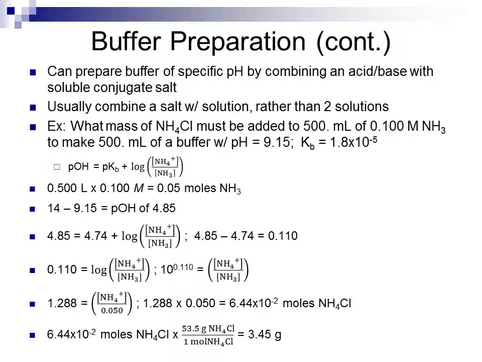If we take our 0.0644 moles, multiply it by the molar mass at 53.5 grams per mole, we wind up at 3.45 grams needed in order to make this buffer at this amount and the pH of 9.15.